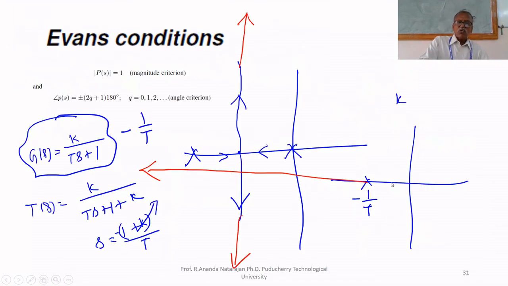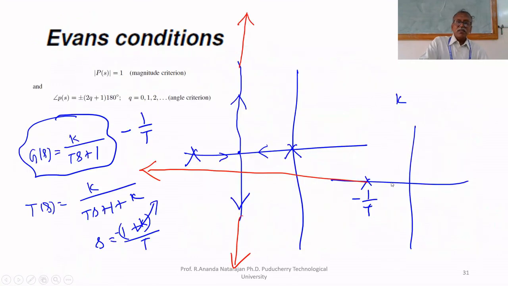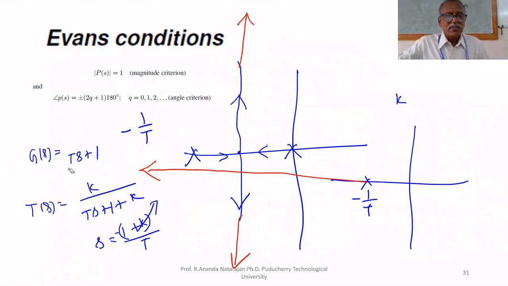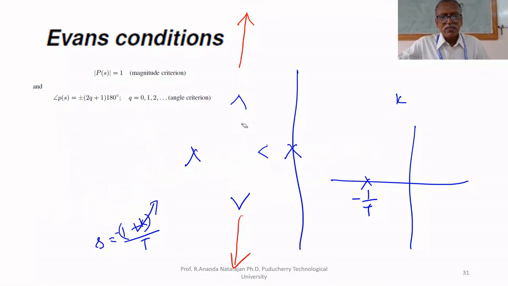So how to draw the root locus if it is more than second order? For that, there is one condition called the Evans condition. We have to know that condition. If you use that condition, we can draw the root locus. Let us see what is the Evans condition.